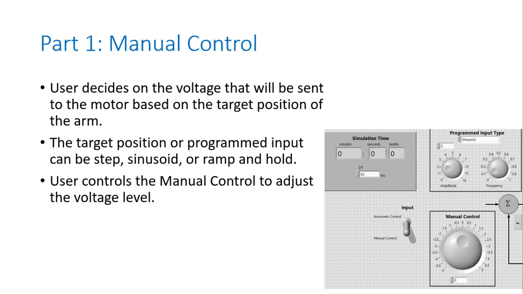So I'll look at the target, and then I'll decide what kind of voltage to put in. The user controls a manual control to adjust the voltage level. It's plus minus 5 volts there. I cheated in the next video. I put in plus minus 1 because I need finer control than plus minus 5 volts. If you really put in 5 volts, I think it can just spin before I can react.